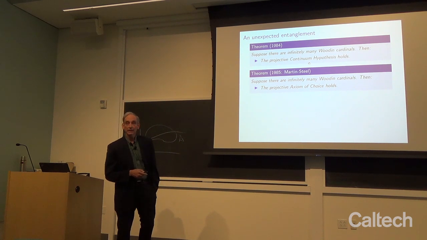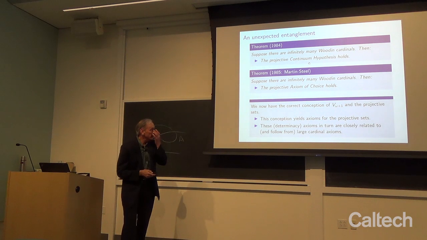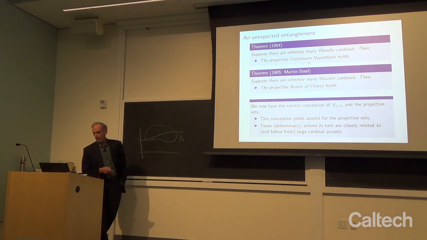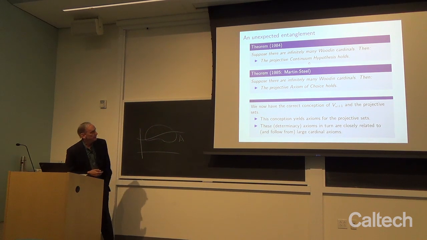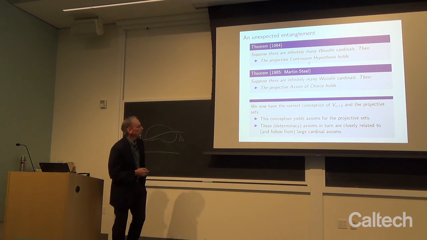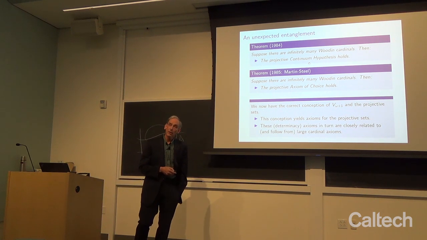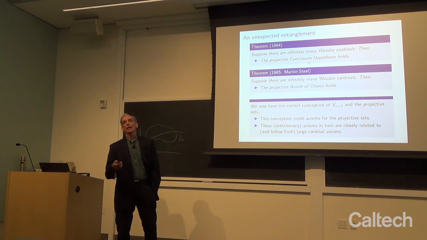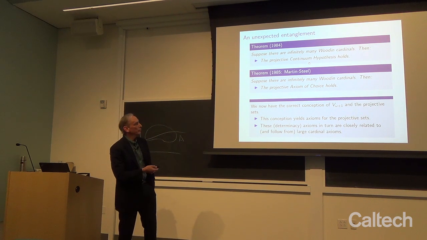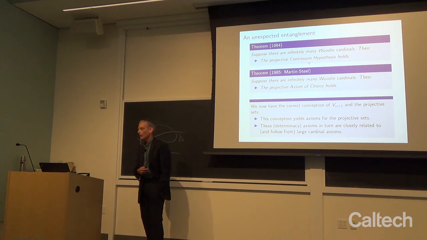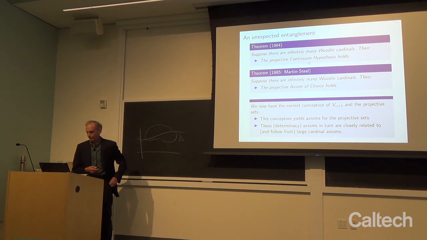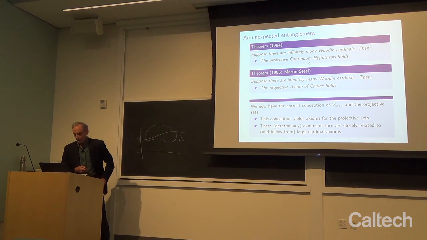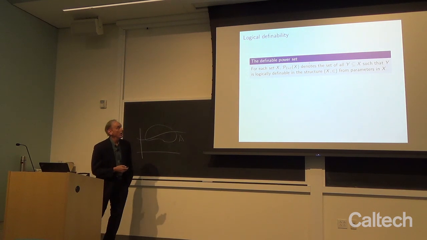So this is looking promising again. In fact, I would argue we now have the correct conception of V omega plus 1 and the projective sets. This conception yields axioms for the projective sets. These determinacy axioms are in turn closely related to and follow from large cardinal axioms. So what really happened is you have the Peano axioms for arithmetic. V omega plus 1 is really second order number theory, and we now have the analog of the Peano axioms for second order number theory, and it gives a rich, robust theory. Well, this looks good. We did the special case, so let's go on.